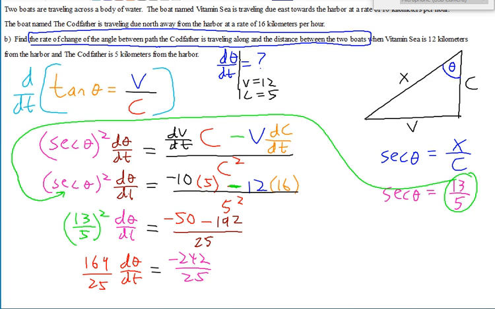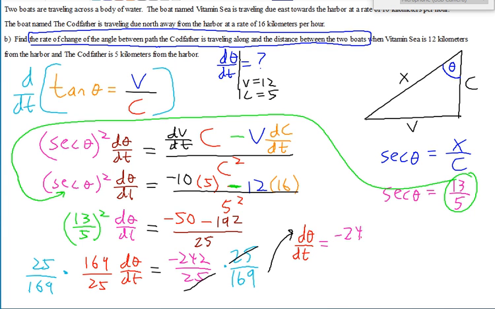And then last step, to solve for d theta dt, divide by 169 over 25, which is the same as multiplying by the reciprocal, 25 over 169. So notice the 25 is reduced out there. And negative 242 over 169, to see if that reduces or not, well, just remember 169 came from 13 squared, right? So it's 13 times 13, and does 13 go into 242? No, it does not. So that's how you know it doesn't reduce any further.